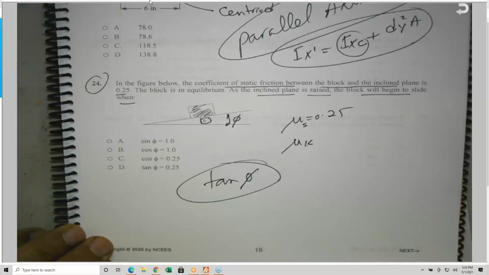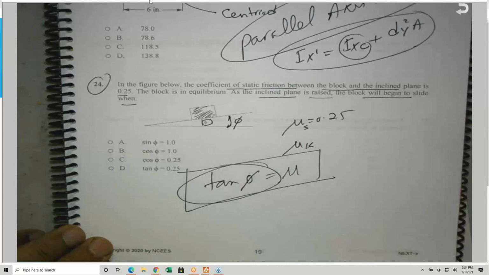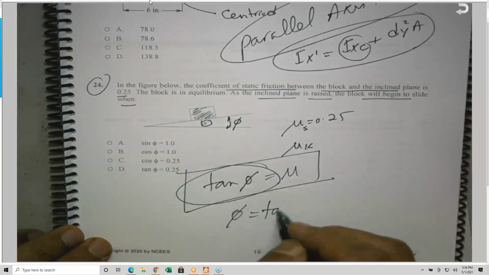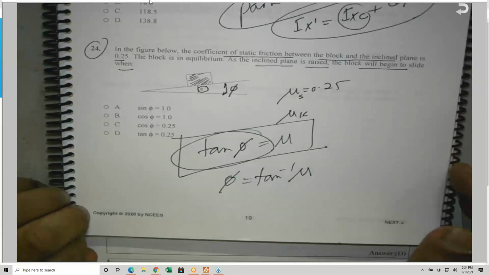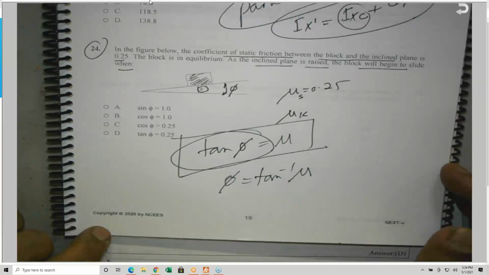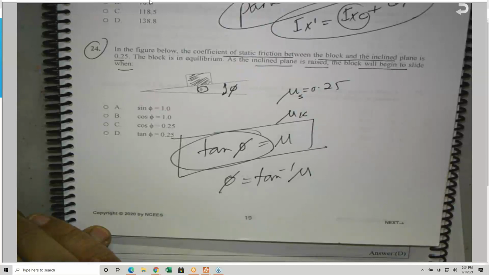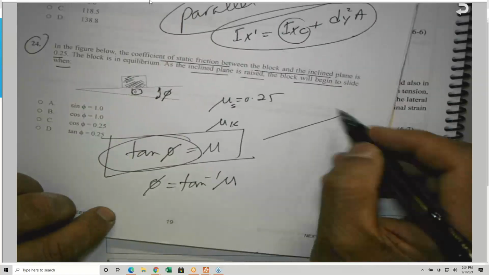Okay, so tan phi is equal to mu, by the way. And this way, phi is equal to the inverse tan of mu, of this number here, which is 0.25. So when tan phi is equal to 0.25, we can derive this, by the way, when we have this block here, if you remember from school.